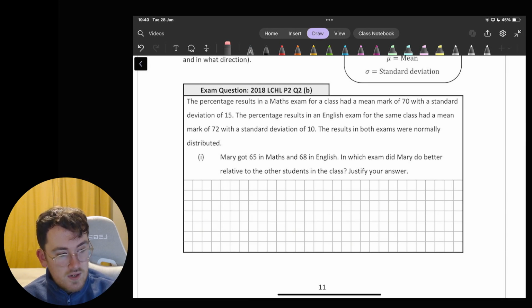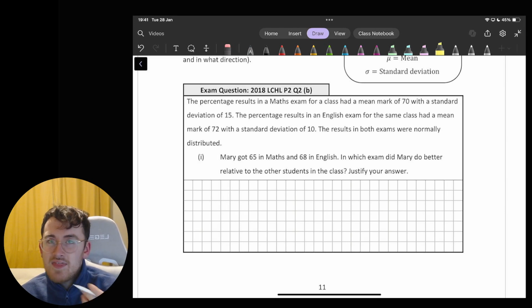Justify your answer. This is a good example of how z-scores can be useful in comparison. We're looking at data sets here which do not have the same mean or the same standard deviation, but we want to be able to compare the two. It's not enough to say that Mary has done better in English for getting 68, because the mean was higher in English than in maths. In maths, the mean was slightly lower, so although she has a lower mark overall, that could actually be a better result by comparison to the rest of the class, or the rest of the data.